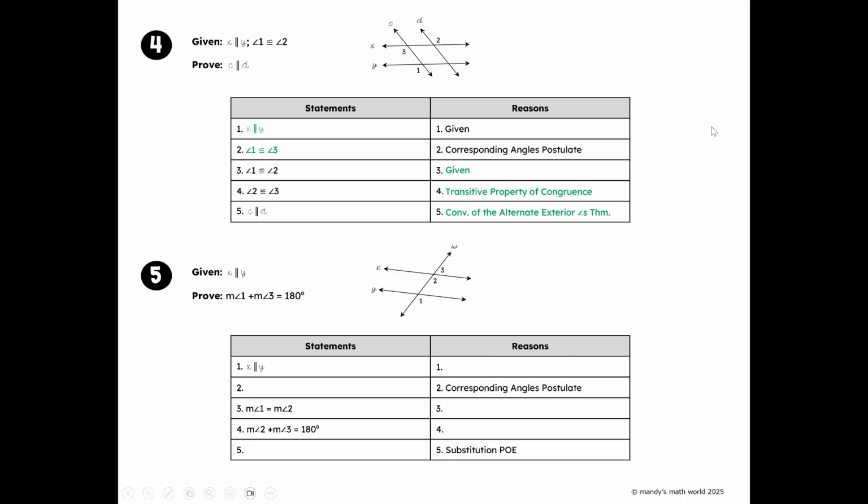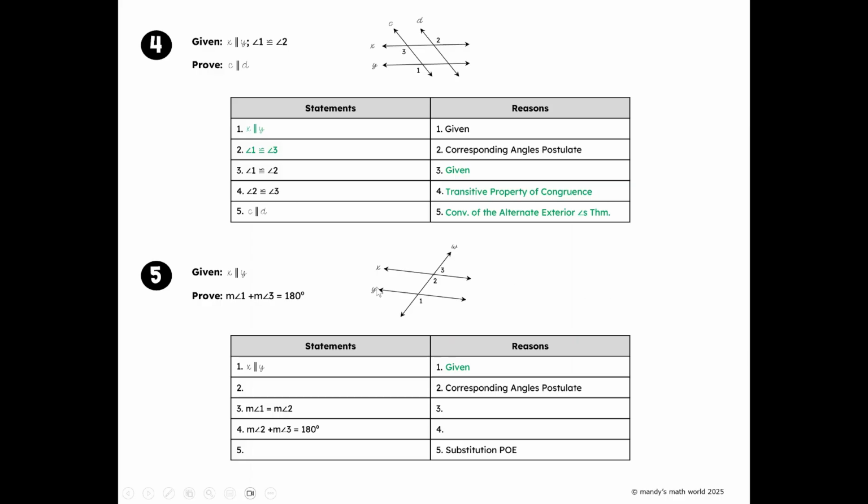We're given line X is parallel to line Y, and we're asked to prove that the measure of angle 1 plus the measure of angle 3 equals 180 degrees. Well, first let's start with what we're given. Line X is parallel to line Y. That's what we're given. The corresponding angles postulate.